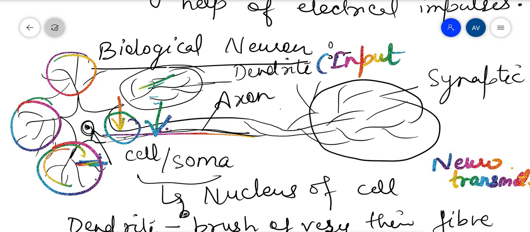And this action signal in the axon, whatever the action signal is there, it is a kind of cumulative signal which is coming from all the dendrites. Like I said, the axon will process all these inputs, then compare with the threshold, and after that give output to other neurons. So this is the working of a biological neuron.